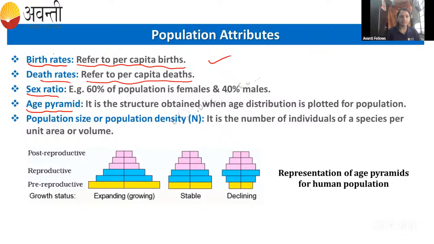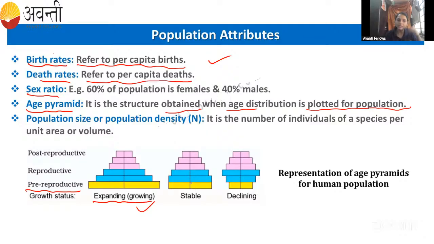Then coming to the age pyramid, the structure obtained when the age distribution of a population is plotted. Here they have given the pyramids. The first one is the expanding or growing pyramid. It is when pre-reproductive young children are more than the reproductive and post-reproductive, meaning aged people. When the pre-reproductive people are more, we call it an expanding or growing population. For example, India is a growing population. Then coming to the stable one, what will happen?